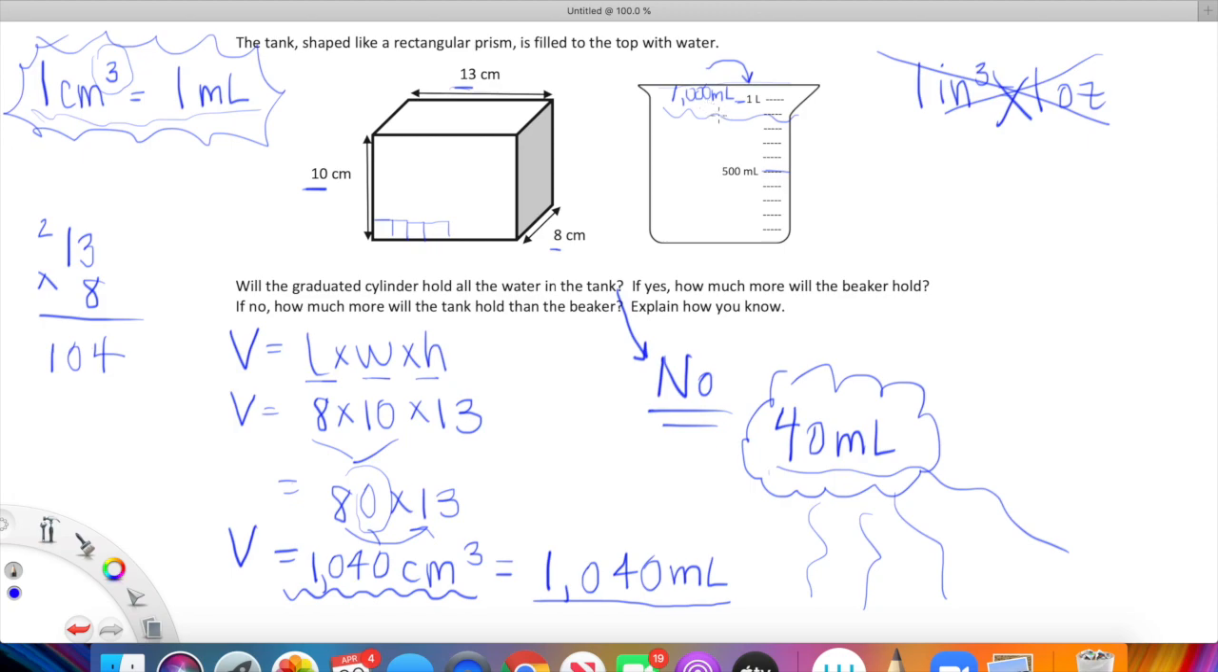Not a good idea. Have fun connecting this liquid volume with our physical volume. I think you're really going to enjoy it.